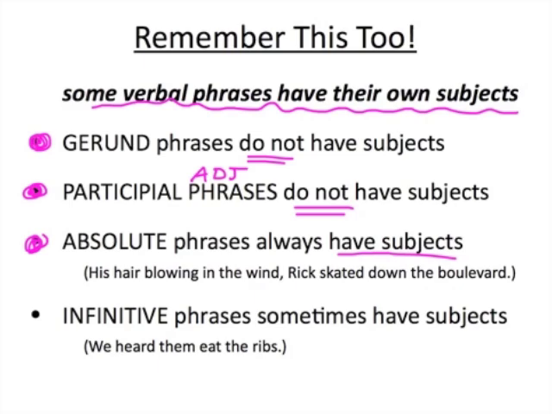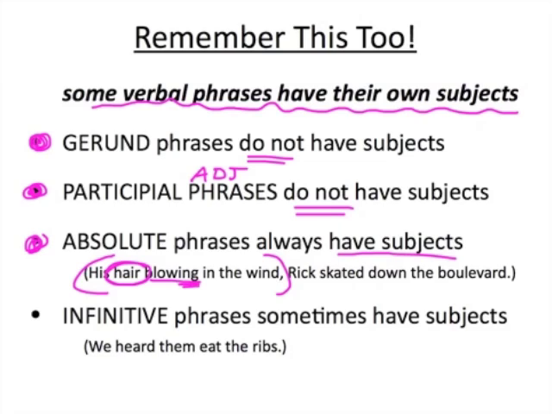So if you look at this example sentence, his hair blowing in the wind, Rick skated down the boulevard. Here's our absolute phrase, his hair blowing in the wind. Here's our participle, blowing. That's a present participle with the ing. And do you see the noun in front of it? Its subject, hair. The hair is the stuff that's blowing in the wind.